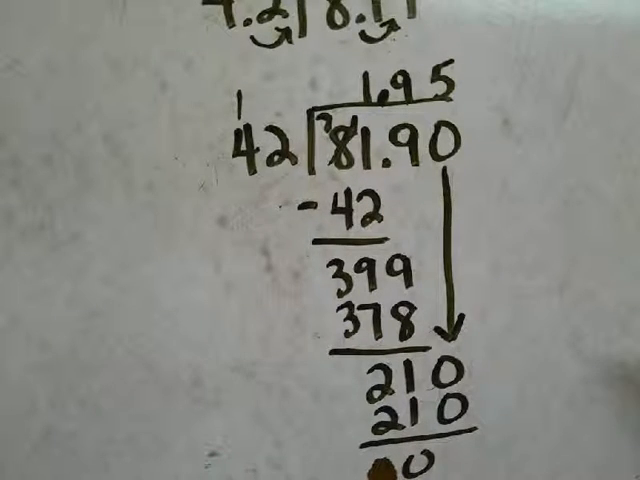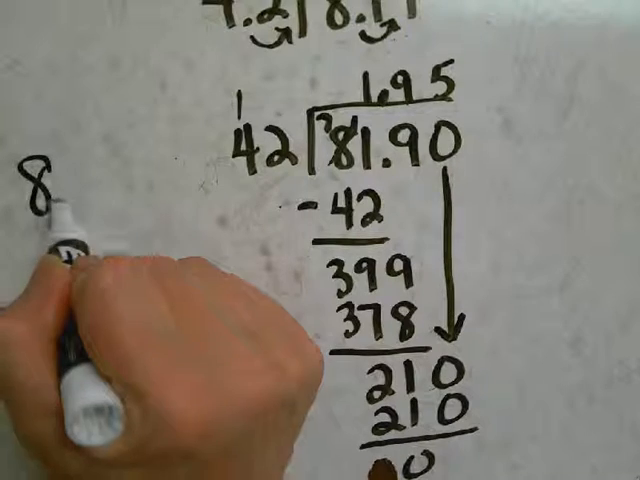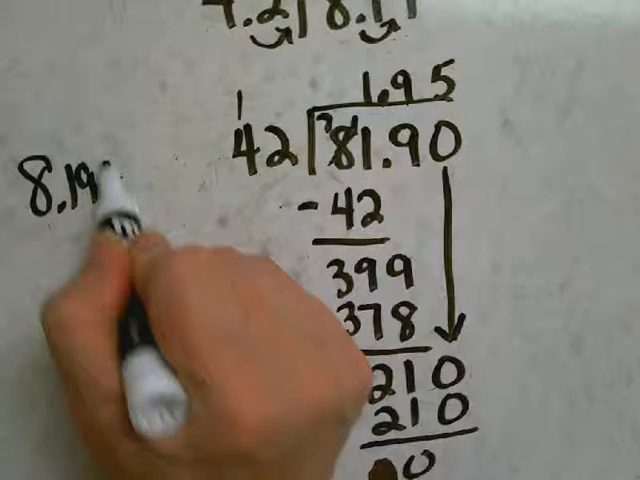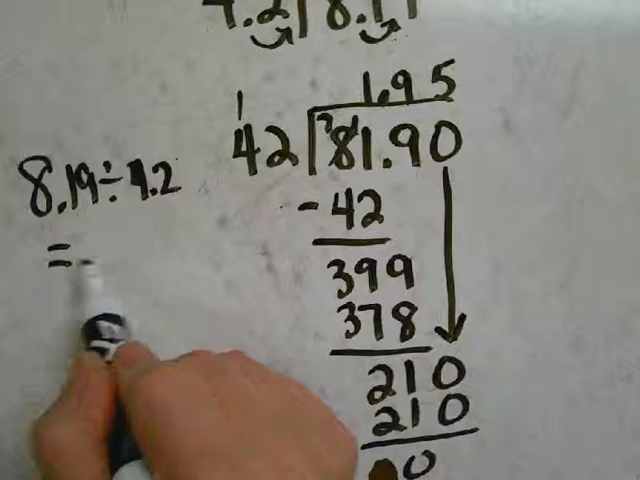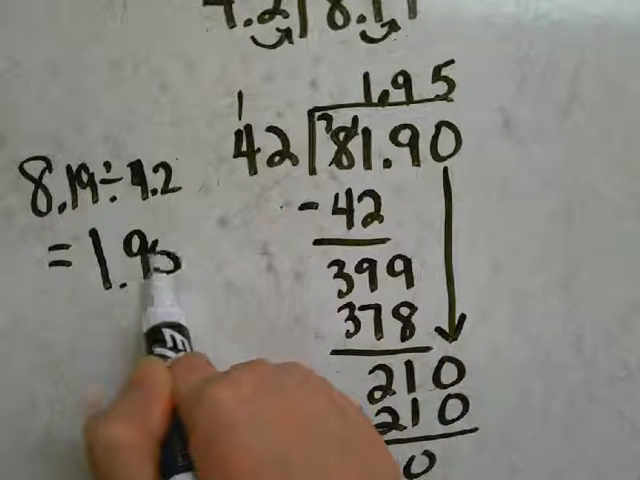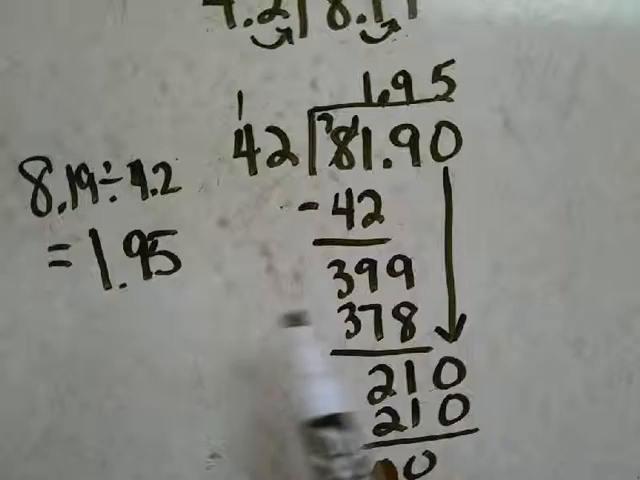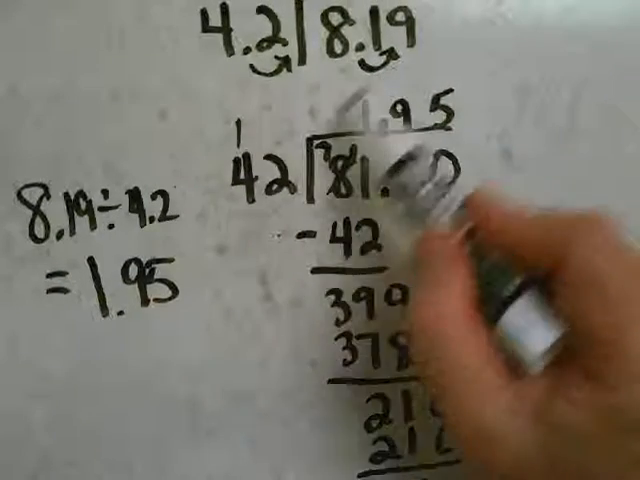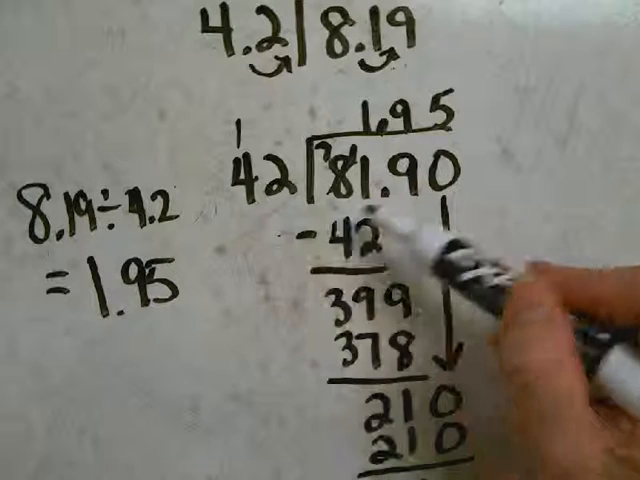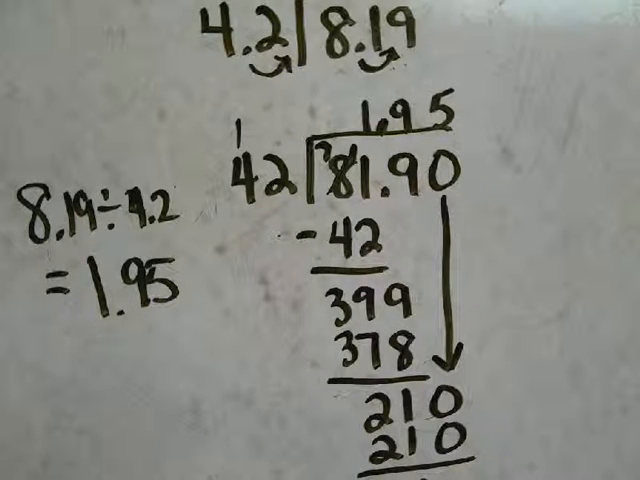So the original problem of 8.19 divided by 4.2 equals 1.95. The main thing was we had to move that decimal point over before we could divide, so that the decimal point comes straight up.